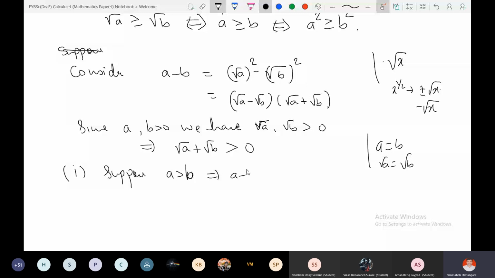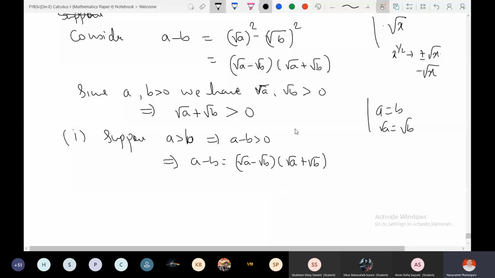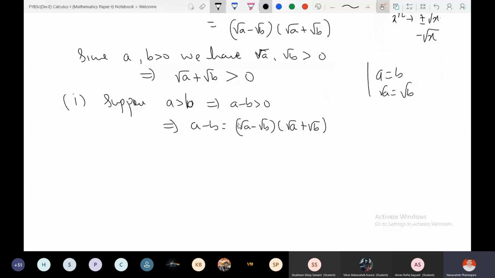Then a minus b is positive, right? And therefore, by the previous discussion, a minus b is square root of a minus square root of b, into square root of a plus square root of b. I am assuming a and b positive, so square root of a plus square root of b is already positive. Since a is greater than b, a minus b is positive. So the left hand side is positive, therefore the right hand side is positive, right?